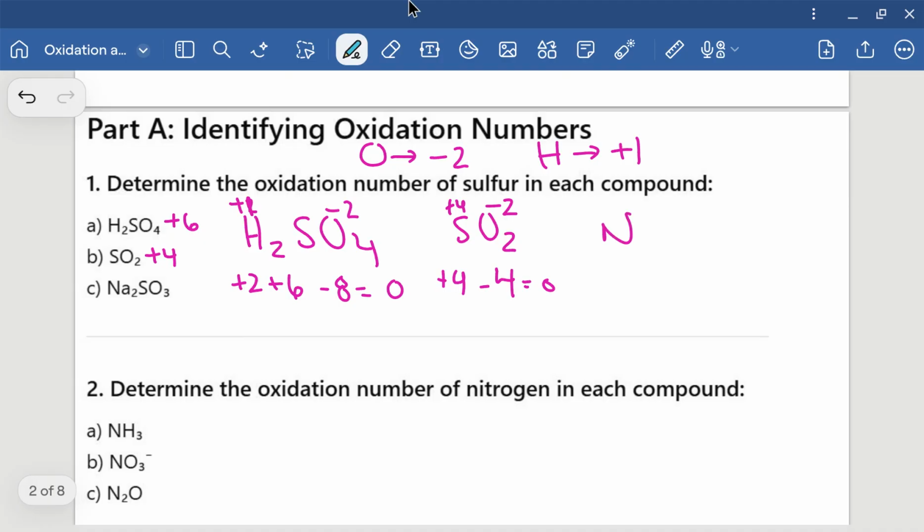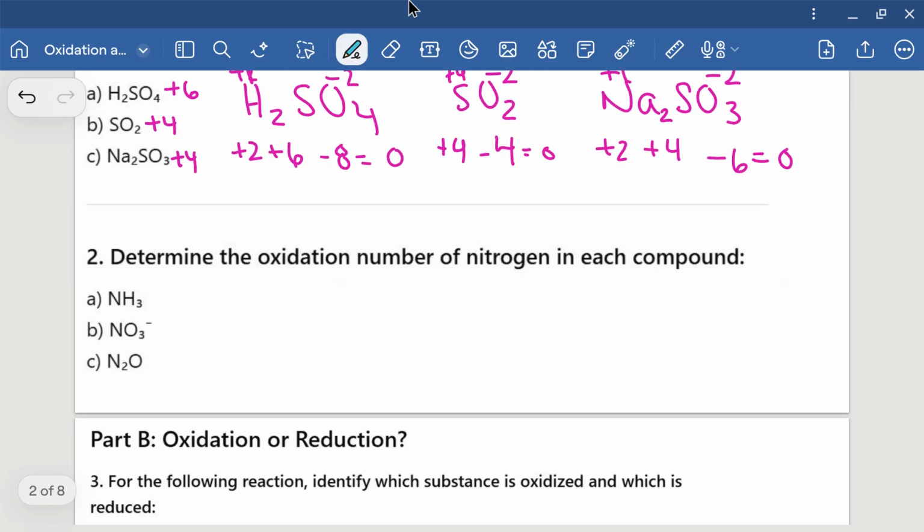Our last one in this section, Na2SO3. Let's assign oxygen -2. There's 3 of them, so that's a total of -6. And then sodium, we know this is a simple ion, it's +1. We can just look at the charge on the periodic table. Again, there's 2 of them, so +2. So in this case, we would want our sulfur atom to be +4 so that this whole compound can add to 0. So that's the first little bit.